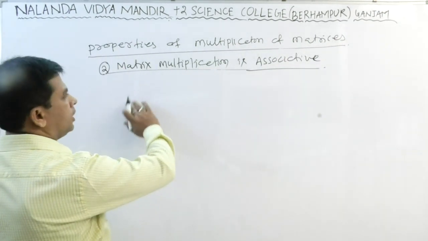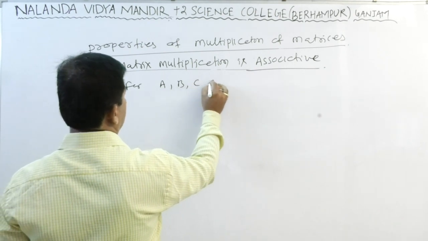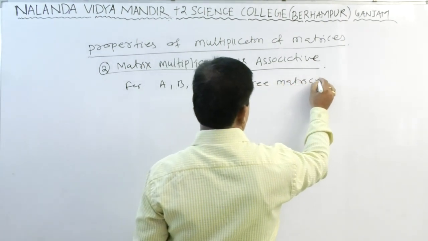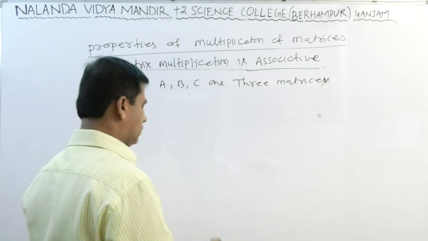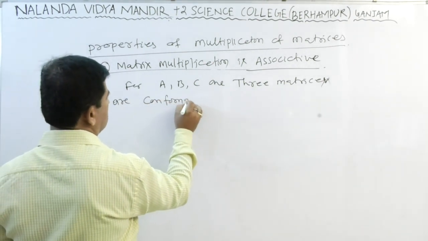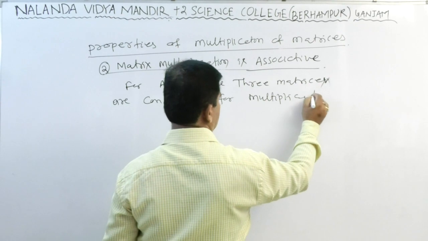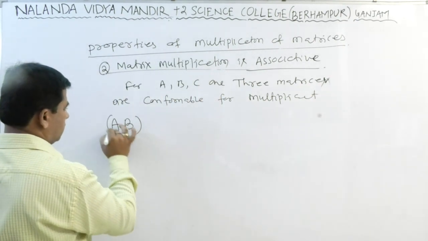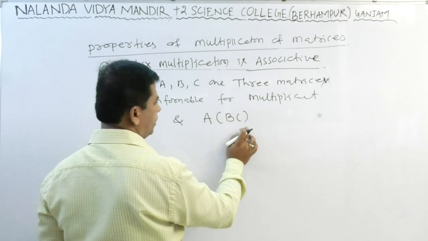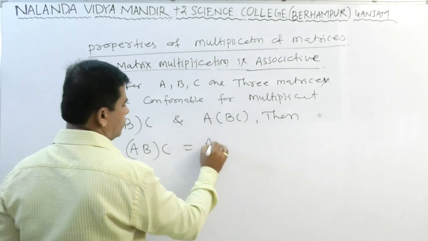Now, matrix multiplication is associative. For A, B, C, three matrices that are conformable for multiplication, A into B into C, then AB into C is equal to A into BC.